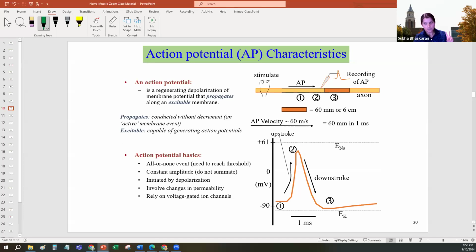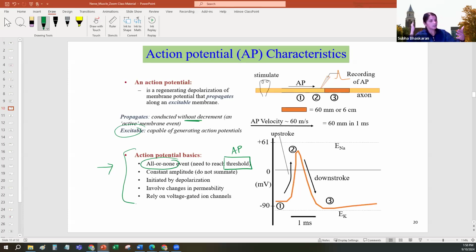Action potential characteristics. We'll go for a short break in 2 minutes. So an action potential is regenerating depolarization. We all know that it propagates without decrement, is excitable. So these are the characteristics. All or none. What does that mean? Only if it reaches the threshold, an action potential will be generated. No threshold, no action potential. So it's all or none. Got it? It's constant amplitude.